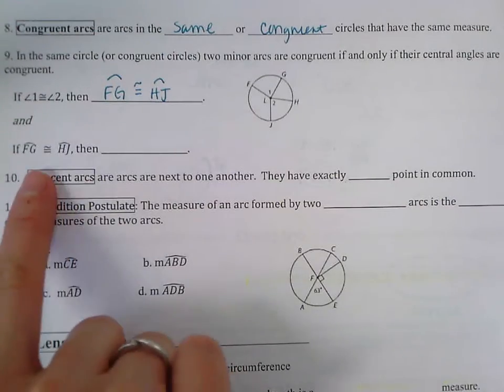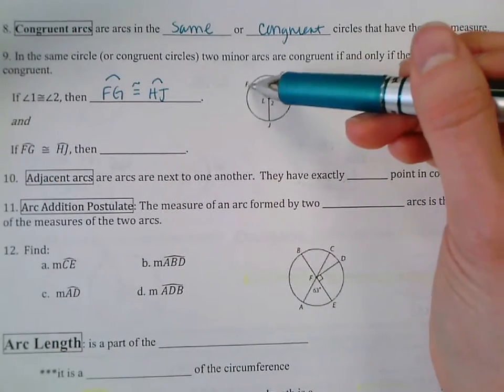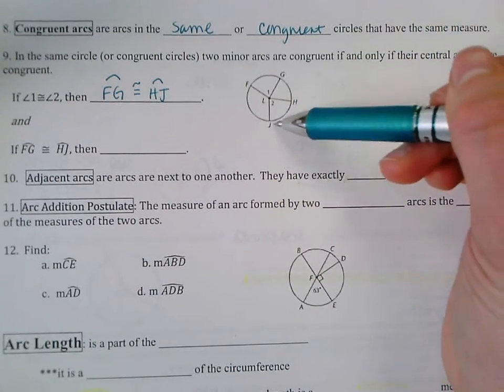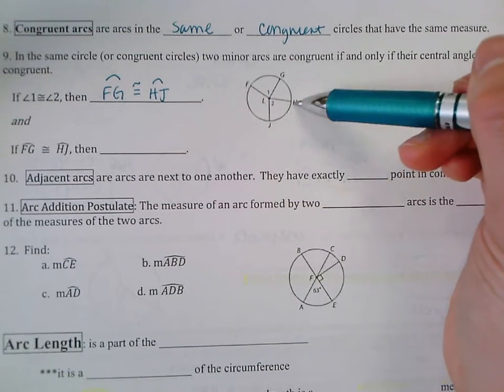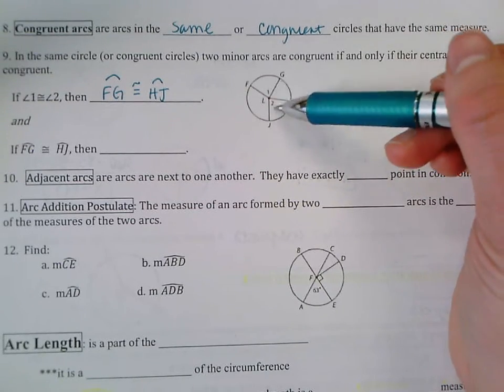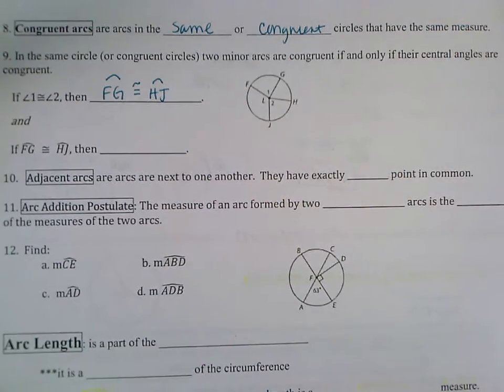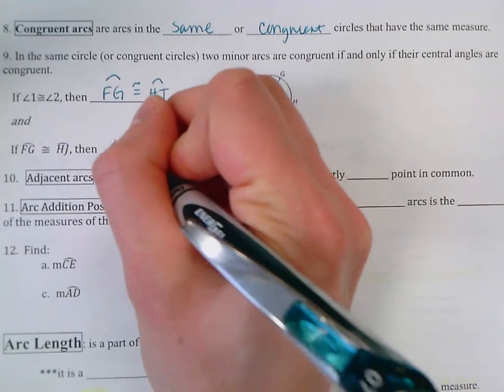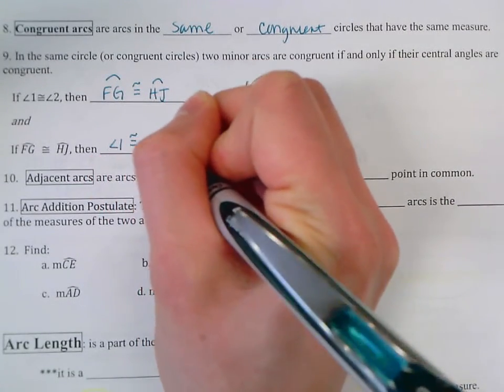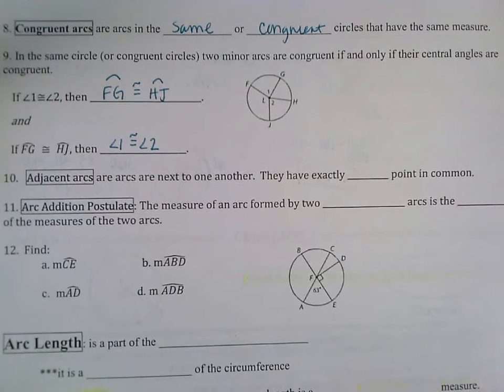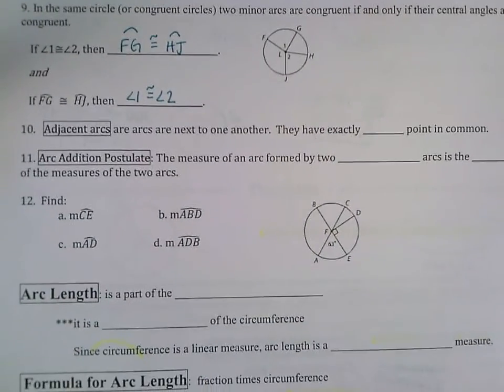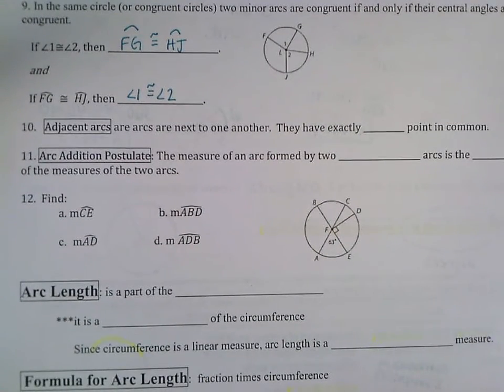We could start with saying if we know that arc FG and arc HJ are congruent, that tells us their central angles are congruent. So just the opposite conclusion. So that would say angle 1 is congruent to angle 2. And then we'll also identify adjacent arcs and the arc addition postulate.